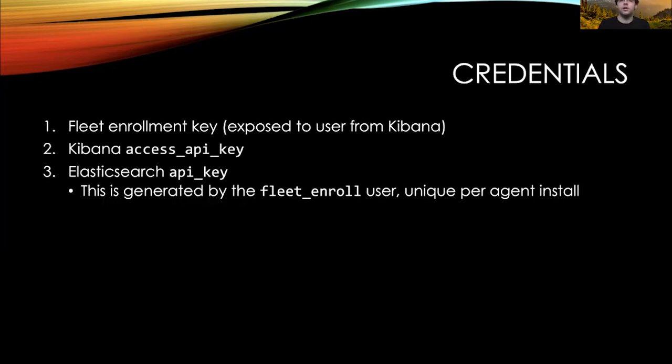So there are a few different credentials that we've talked about that are being used in this environment. So first, there's that fleet enrollment key, which is exposed to the system administrator in Kibana as they do their initial agent enrollment. That's only used once. And then as a part of that, the Kibana access API key is generated and stored on disk for the agent to use for all future Kibana requests. Finally, there's the Elasticsearch API key, which is also stored on disk and used for all connections to Elasticsearch that require authentication. And these are both generated by that fleet enroll user, and they're unique per agent install. So the same API keys shouldn't be found on more than one endpoint in an environment.